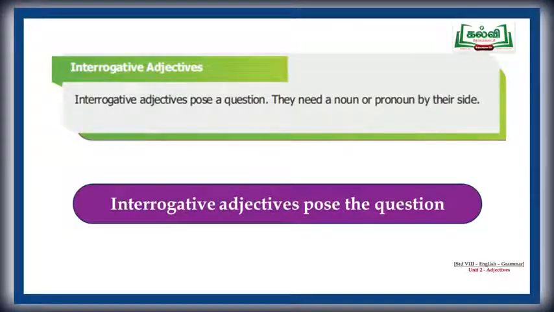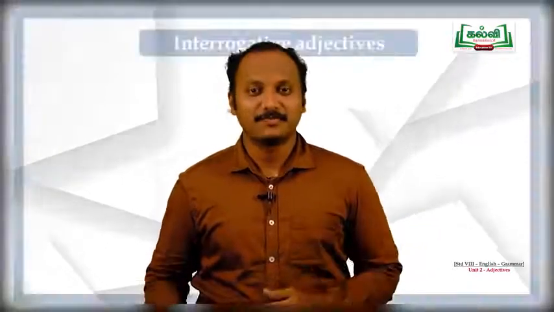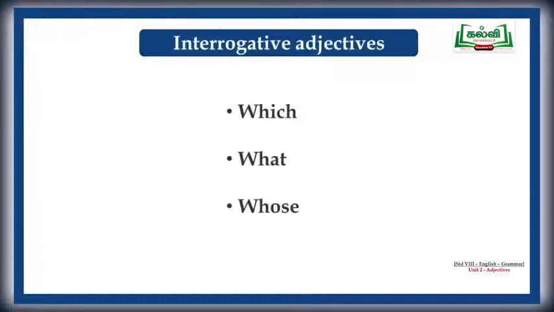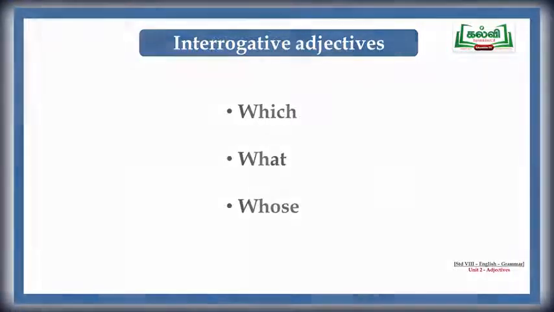Now, the last one is interrogative adjectives. Interrogative adjectives pose a question. Actually, they ask a question. They need a pronoun or a noun by their side. Shall we see some examples for this? Yes, these three words, which, what and whose, are known as interrogative adjectives.